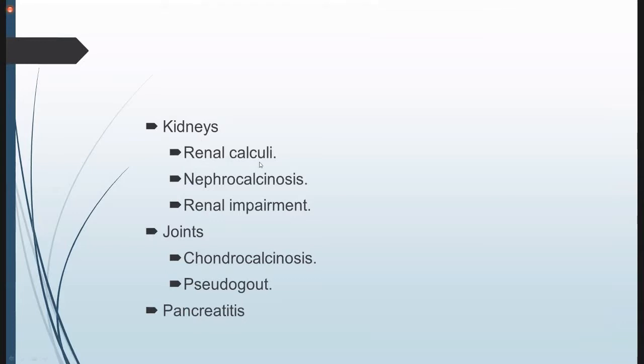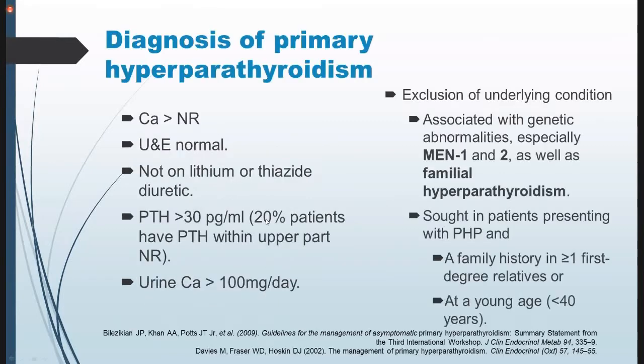In the kidneys, there can be renal calculi, nephrocalcinosis, and finally renal failure, kidney function failure. In the joints, there can be chondrocalcinosis, the pseudo-gout, because the cartilage of the joint space is eroded and destroyed. In the pancreas, there can be pancreatitis because of hypercalcemia.